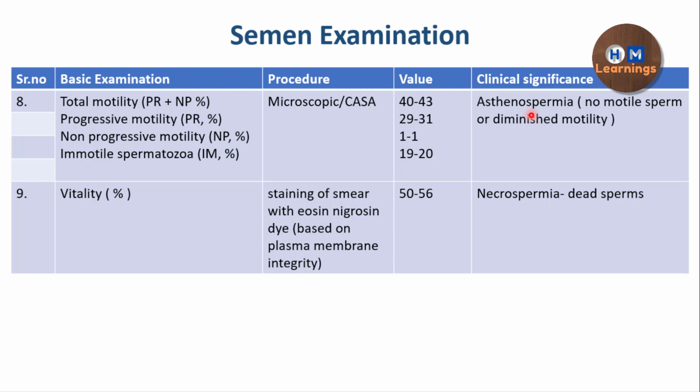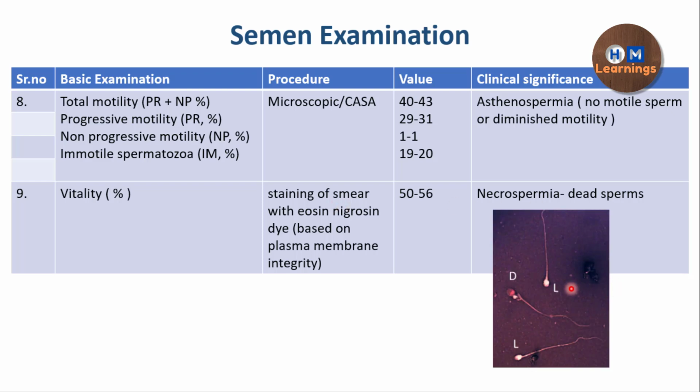Then there is a condition which is called asthenospermia, which is the absence of any motile sperm or diminished motility. Then vitality. Vitality is basically how many sperms are alive and how many are dead in the semen. This is done by staining a smear of the semen with eosin nigrosin dye. You can see here in this diagram, this is based on the principle of the integrity of the sperm cell membrane. If the cell is dead, the plasma membrane is ruptured, so the dye can enter inside the cell and stain it.